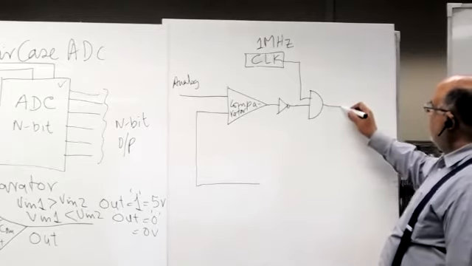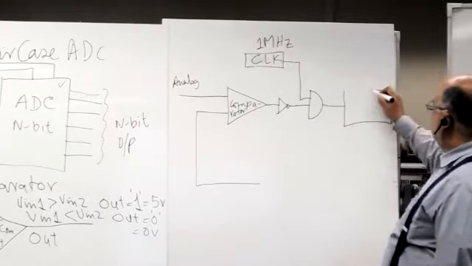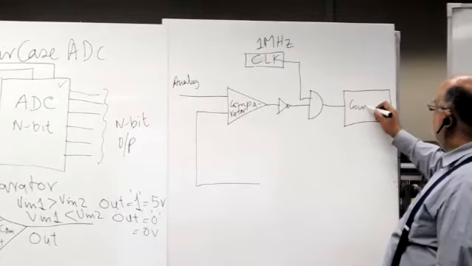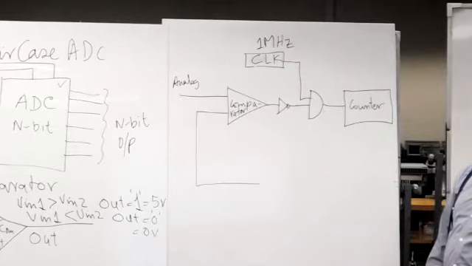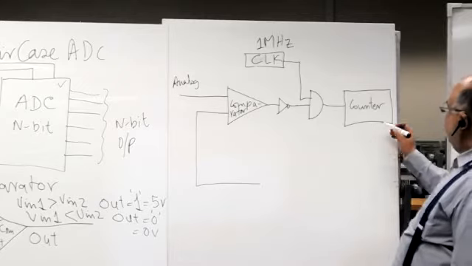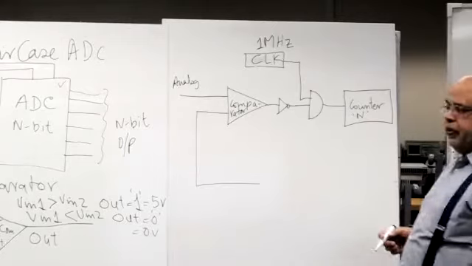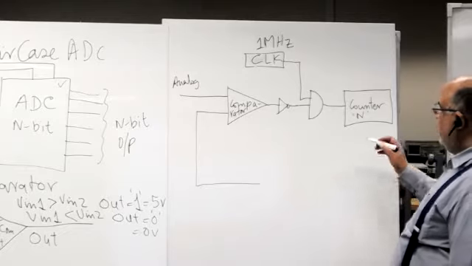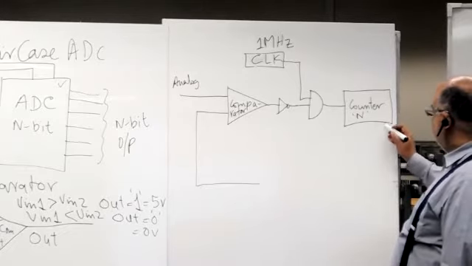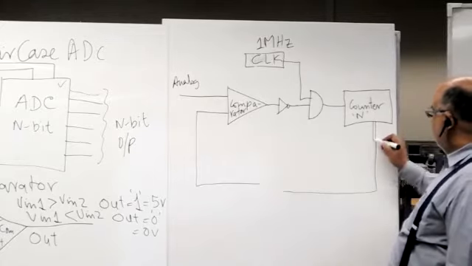So this output goes to a counter. This is an n-bit counter that also specifies the size of the ADC converter. So the output of this n-bit counter, can anyone guess where it goes?